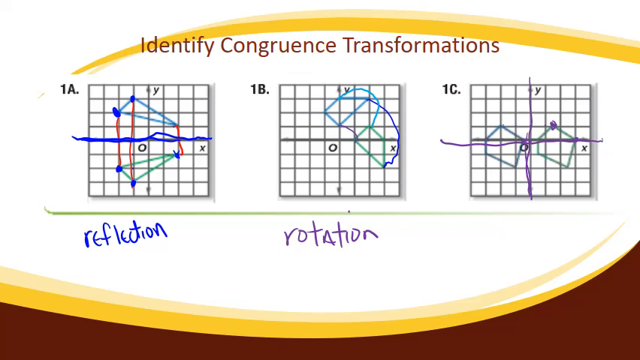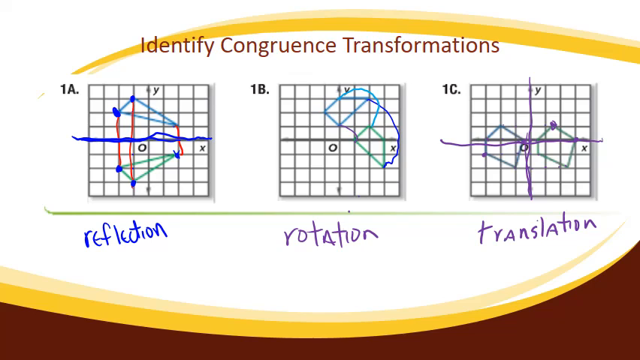Let's see this point right here. 1, 2, 3, 3.5. This point right here, 1, 2, 3, 3.5. Everything is moved 3.5 places to the right. And this was going to be a translation, a shift, or a slide.